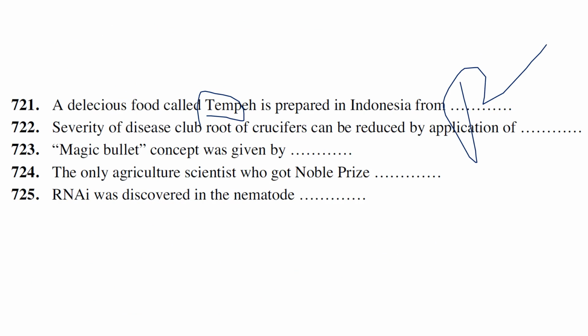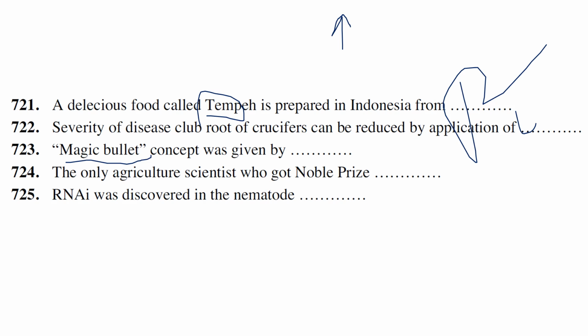Severity of the disease clubroot of crucifers can be reduced by the application of lime. So just increasing the soil pH by applying lime will be greatly helpful for reducing the severity of this clubroot of cabbage. Generally 2500 kilograms of lime is recommended for 1 hectare.